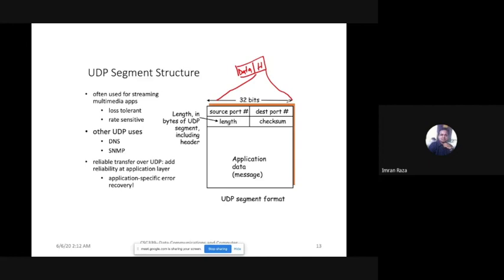Remember, I told you there are different fields, but two fields are very important. One is the process address of the sending machine, and the other is the process address of the receiving machine. So we have destination port number, and then we have source port number. And then we have the length, the total length of the UDP datagram, including header as well as whatever data is coming from the application layer. And here we have checksum. Checksum is used for error detection. We'll be covering checksum and other error detection mechanisms at the data link layer.